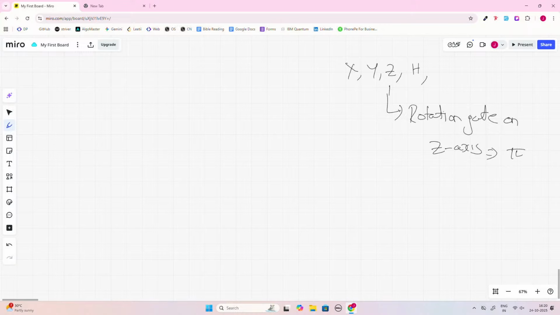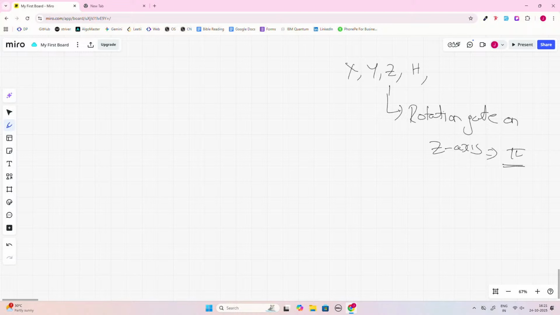It becomes minus, that's all. If it is 2 pi, it should be the same after a complete revolution. So with pi it will become the opposite. So Z gate is nothing but phase flip, which is nothing but rotation around Z axis with an angle of pi. That is the Z gate.